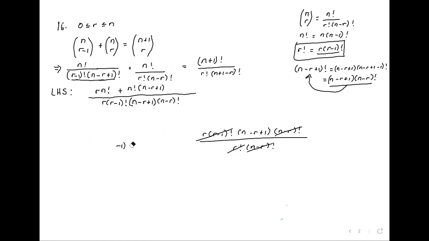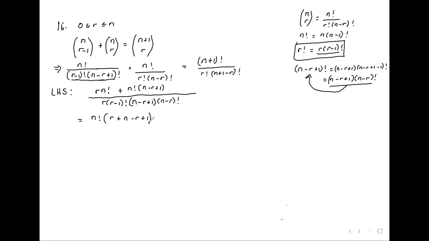So that becomes a common denominator, and then the up thing there, something is common on top. N factorial is appearing twice, so we can factor it out and remain with r plus n minus r plus 1 divided by, this is just r factorial, so it will be written as r factorial. This guy here is just n minus r plus 1 factorial.